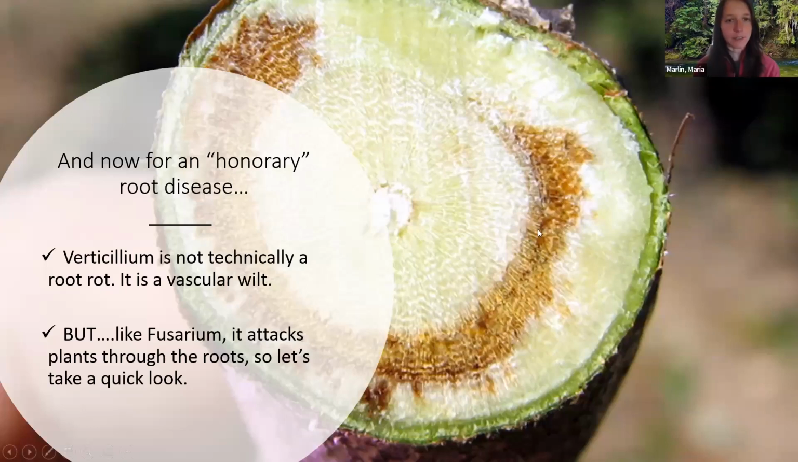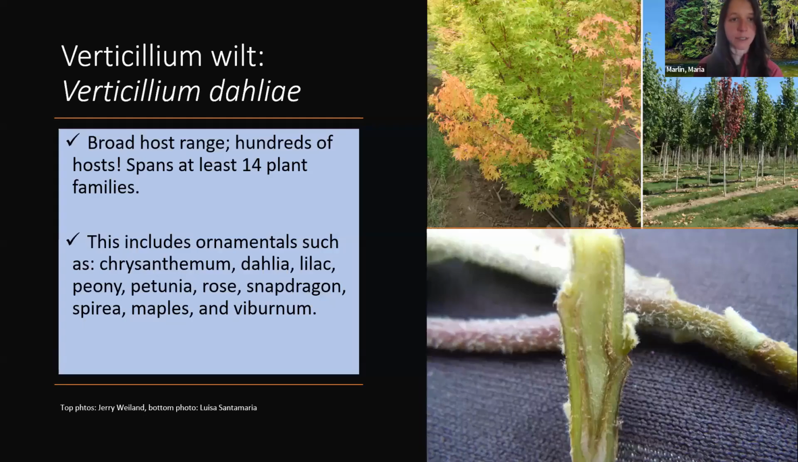All right, so we are going to finish up by talking about verticillium, which I call an honorary root disease. It's not technically a root rot, it's a vascular wilt, but just like fusarium that we just learned about, it attacks the plants through the roots. So it's just something to keep in mind when you're thinking about healthy plants and healthy roots.